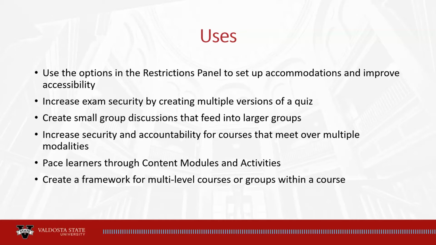First, options in the restrictions panel can be used to help with student accommodations and improving accessibility to content. If you're uncertain with how to set up accommodations for students, please contact the Center for eLearning. The Access Office can also assist you with any questions you may have regarding accessibility in your course.